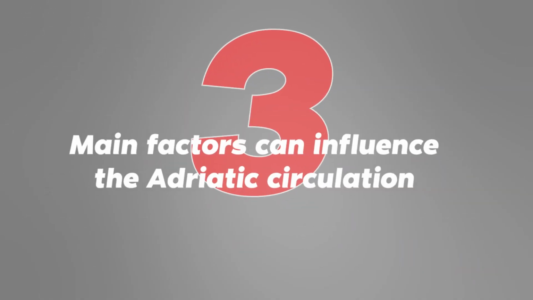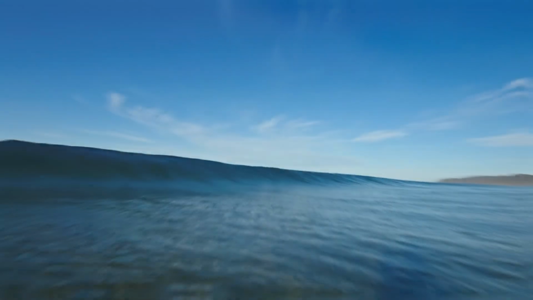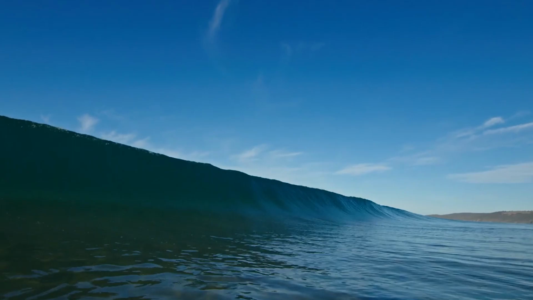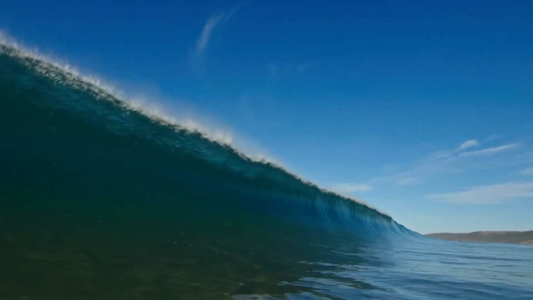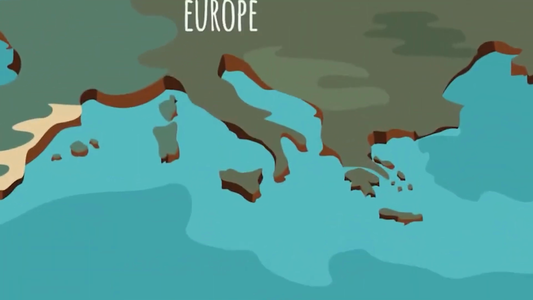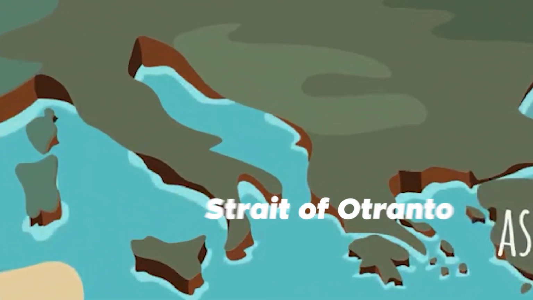Three main factors can influence the Adriatic circulation. In the first instance, there would be river runoff, particularly from the Po River. Secondly, there is the atmosphere, which constantly interacts with the Adriatic Sea. The wind plays an important role in the surface circulation of the Adriatic Sea among the various atmospheric parameters. The current entering the Adriatic Sea through the Strait of Otranto is another important factor.